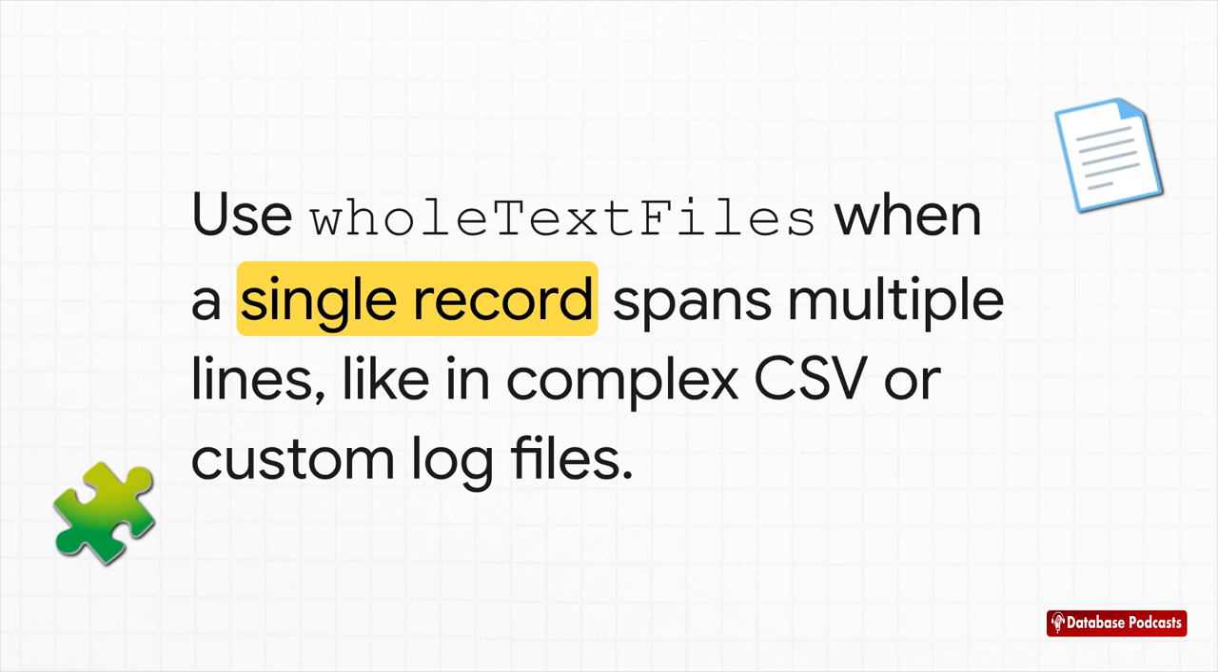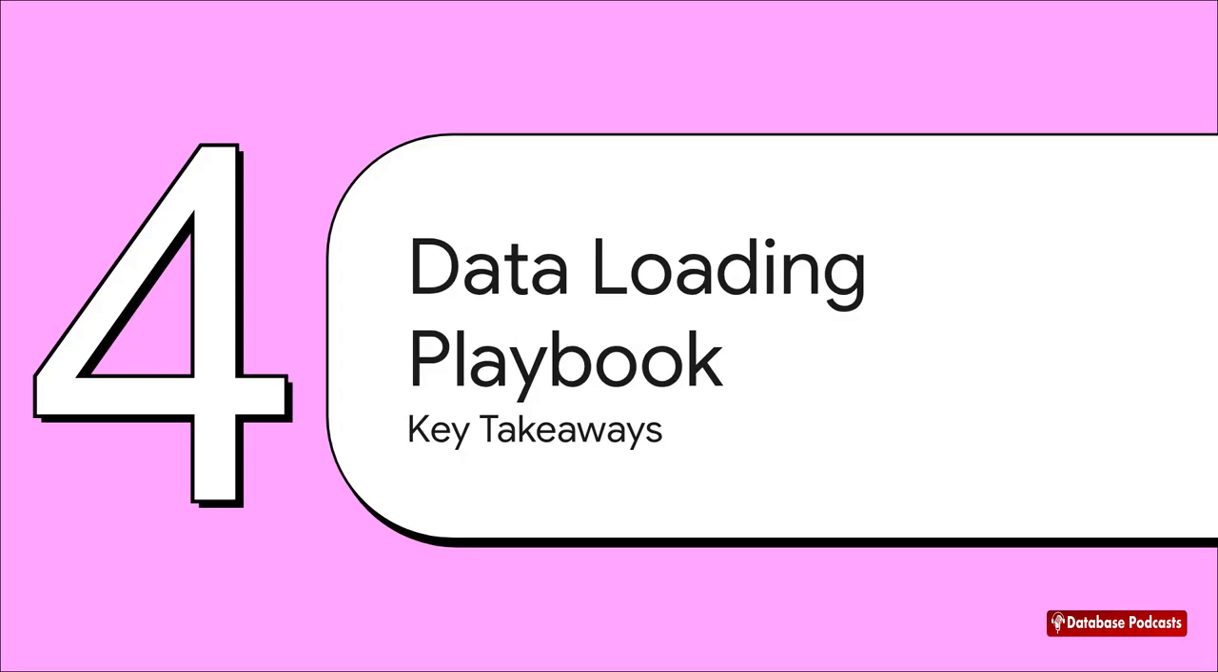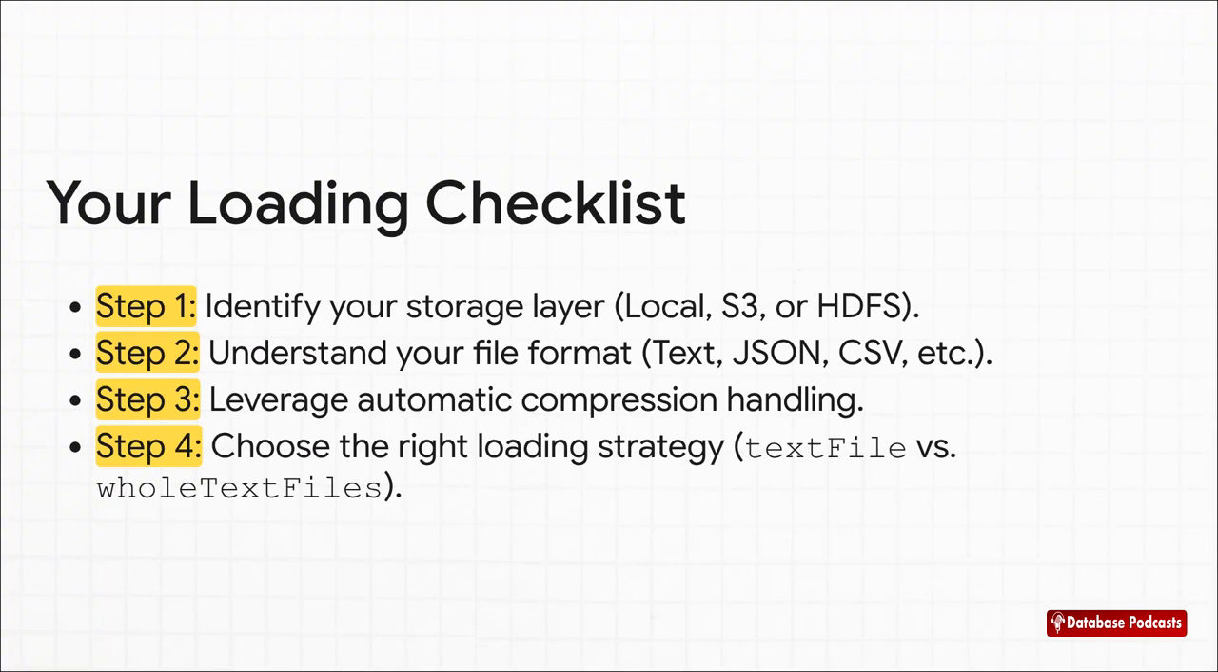All right, let's pull all of this together. We're going to create a simple, actionable playbook that you can use on your next project. Here's the key takeaway, your 4-step mental checklist. Anytime you're loading data, just ask yourself these 4 questions. 1. Where is it living? Local, S3, HDFS? 2. What does it look like? Is it text, JSON, something else? 3. Is it compressed? If so, great, this system handles it. And finally, 4. How do I need to read it? Line by line, or the entire file at once?